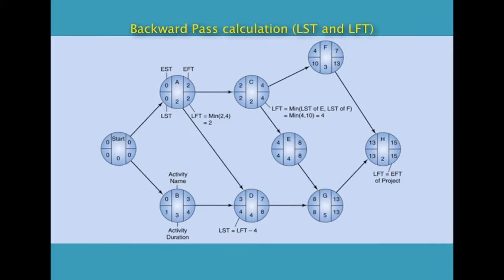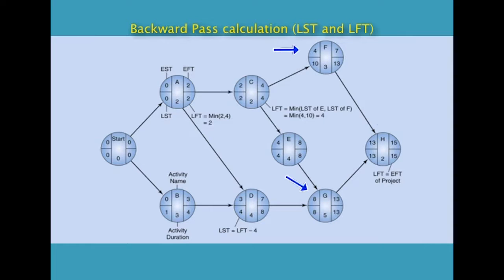Next is backward pass calculations, where we obtain the LST and LFTs only. Now, the backward pass calculation is calculated from the end to the starting of the activities. First, the last one, for the H activity, LFT is equal to EFT of project. So, it is 13 as EST, 15 as EFT. Hence, we get 13 as LST and 15 as LFT.